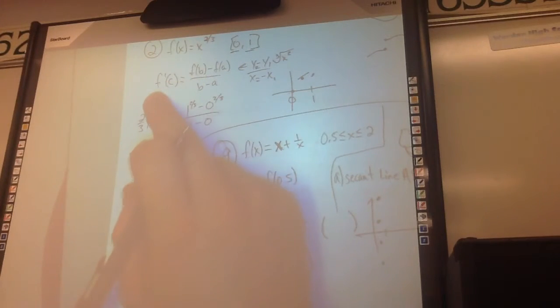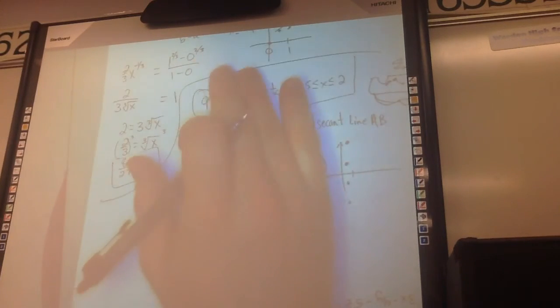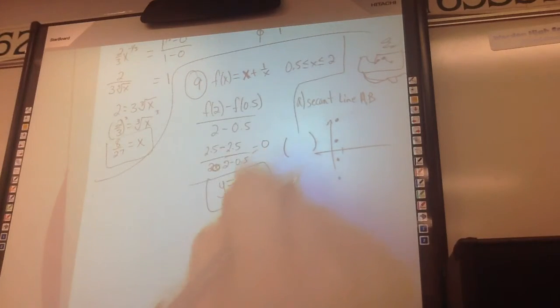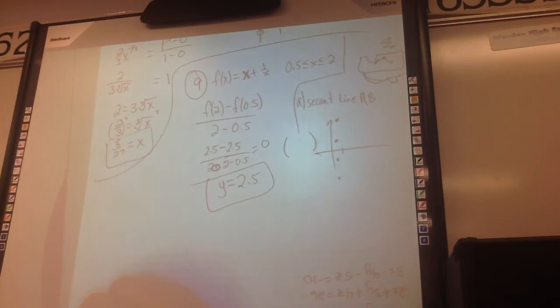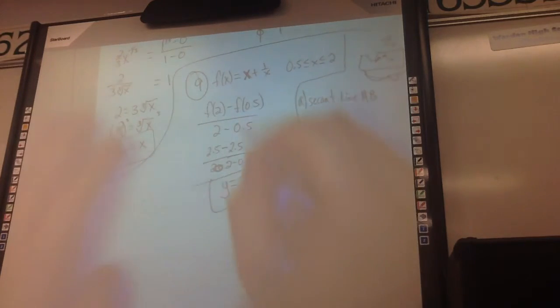So you find the derivative, which is 1 plus negative 1 over x squared. Find the value of x that'll give me the same slope as this. Oh, so you set 2.5 equal to the derivative and solve. Isn't that what we did earlier?